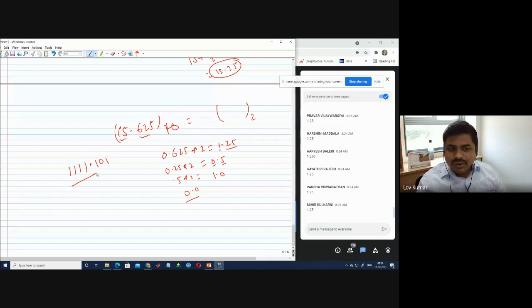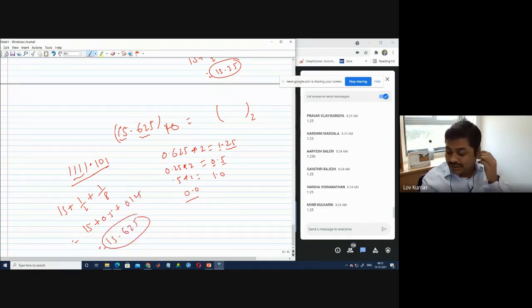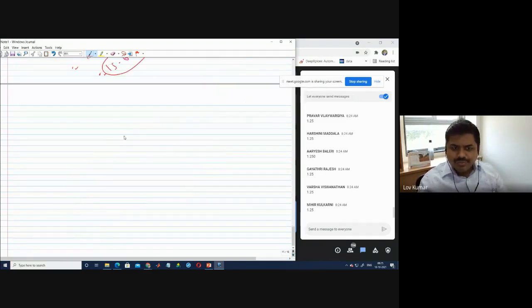Okay, now you have to solve. Let's check whether you are getting the same value or a different value. So this is your 15 plus 1 by 2 plus 1 by 8. Now we'll find what value we get. 15 plus 1 by 2, 0.5, plus 1 by 8, 0.125. What is the value we are getting? 15.625. Clear? 15.625.